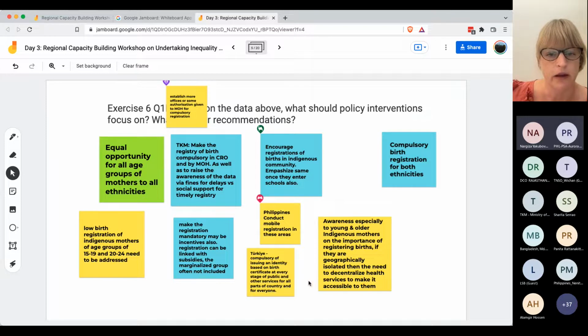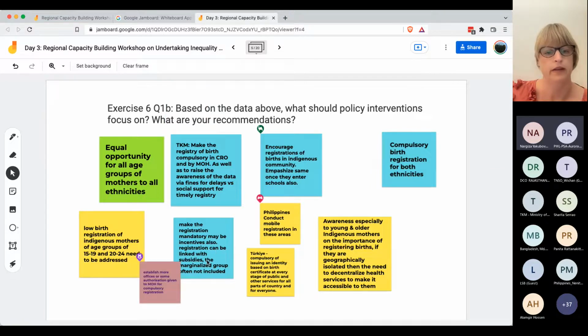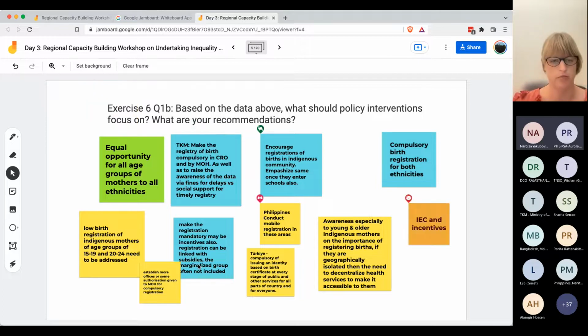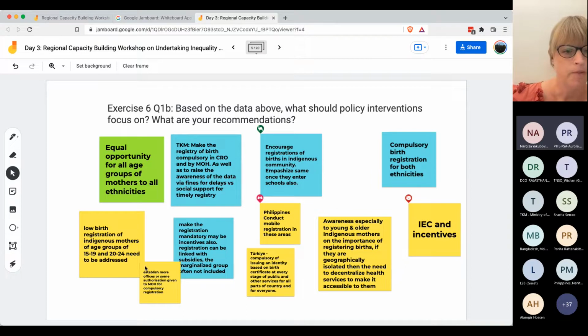Absolutely. Let's see. Over here, I see something about maybe linked with subsidies. So that's one way that registration has been improved. Maybe you get a quote unquote baby box if you register the birth, or you get some free diapers or formula, even little incentives like that, or other financial incentives can help improve registration. What else did we have here? Establish more offices, absolutely. So if there's a remote issue, if there aren't offices in certain provinces or districts or areas, then yes, we need to increase access among the Indigenous population.